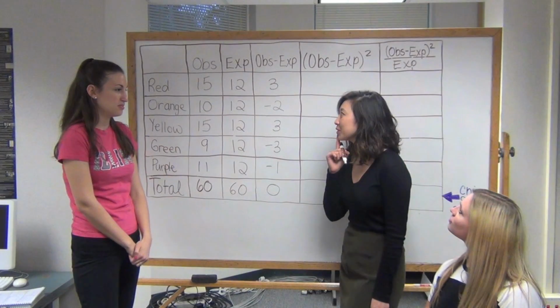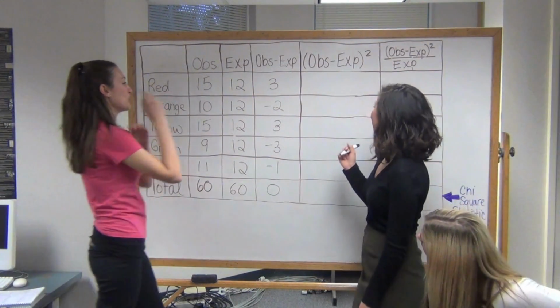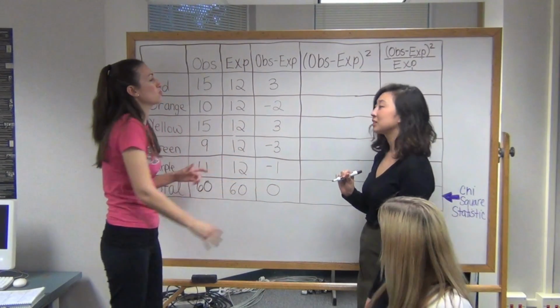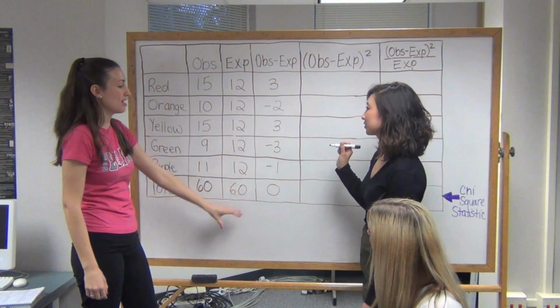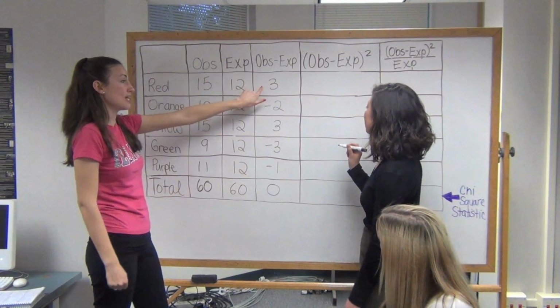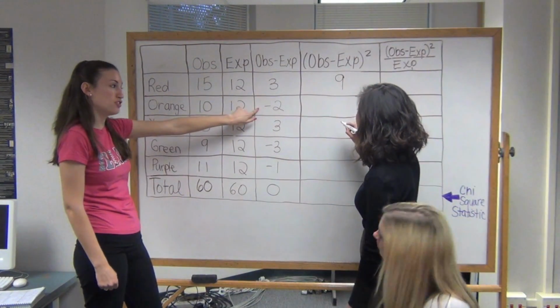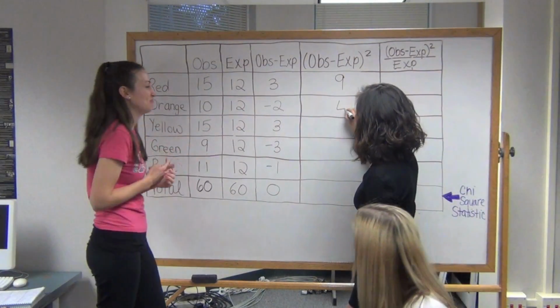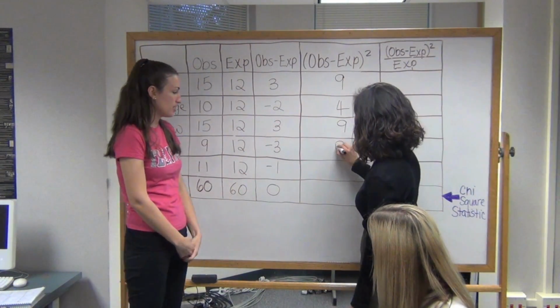I think I remember something about a square. Yes, that's exactly right. So now we're gonna square all of these. Oh, we're going to get rid of the signs. Yes. That way we can get rid of these negatives. We don't want any negatives. So we are going to take 3 squared, which is 9. Negative 2 squared. That's 4. Good. And then we just keep going down to get 9, 9, and 1.